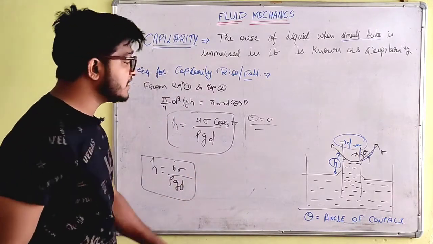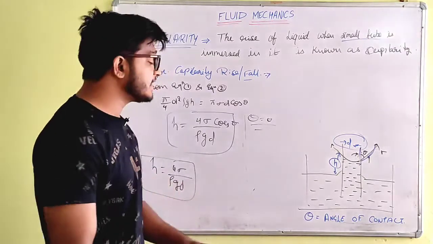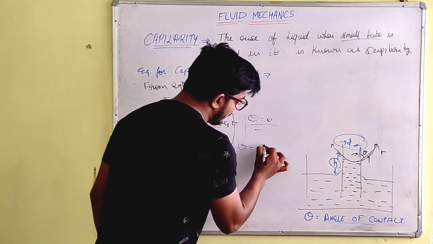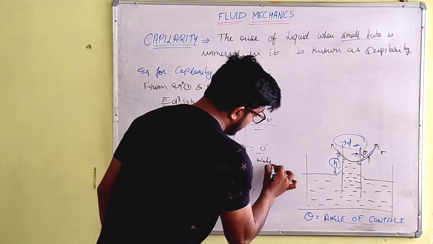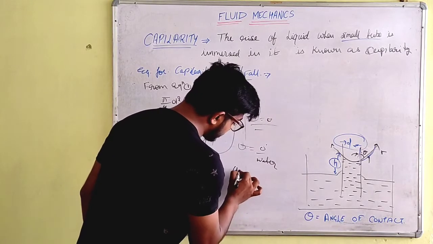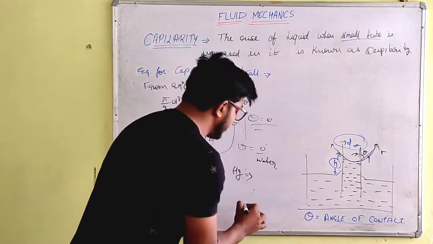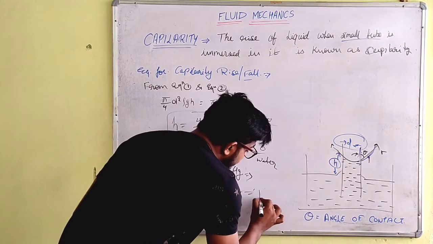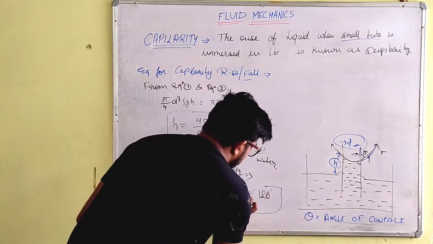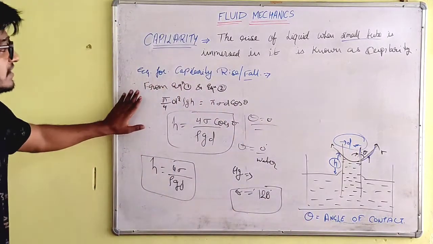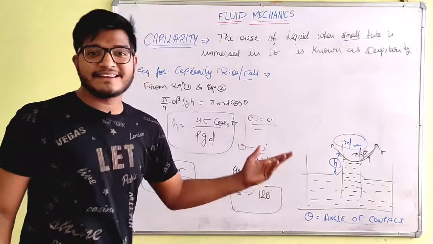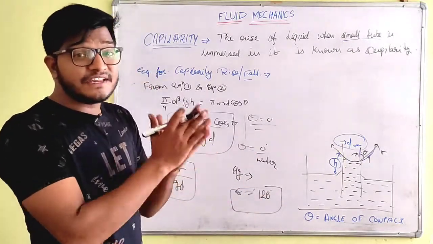Now one more thing here, theta is equal to 0 for water, and for mercury, which is Hg, we take theta as 128 degrees. Okay guys, so this is all about capillarity rise and fall. We have talked about everything.